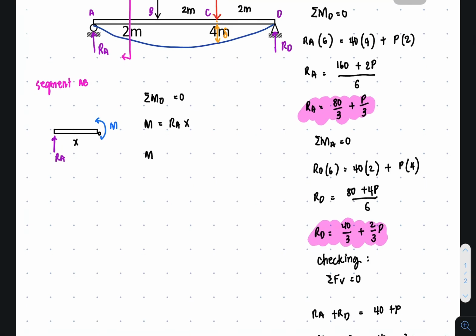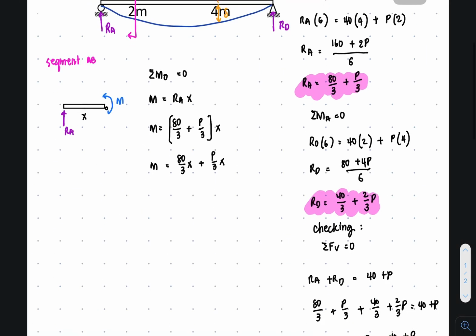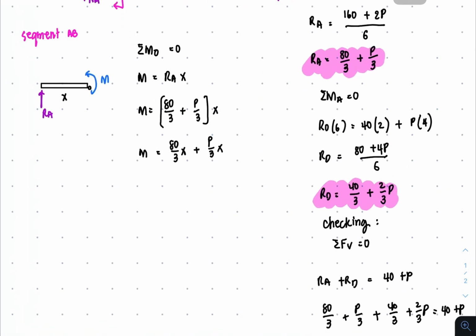And since RA is 80 over 3 plus P over 3, you have to substitute that. So it's 80 over 3 plus P over 3, and of course, you still have that X. This time, we have to substitute. It's 80 over 3x plus P over 3x. Here, we're now going to get the partial derivative of M with respect to P. So we're going to set the values with no P equal to 0.